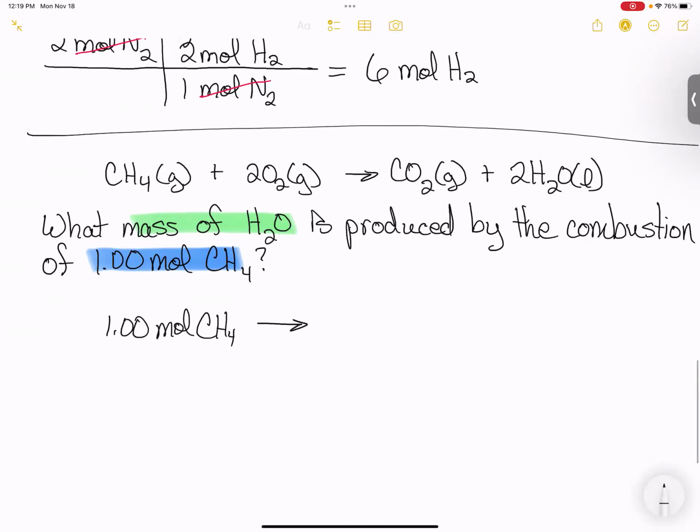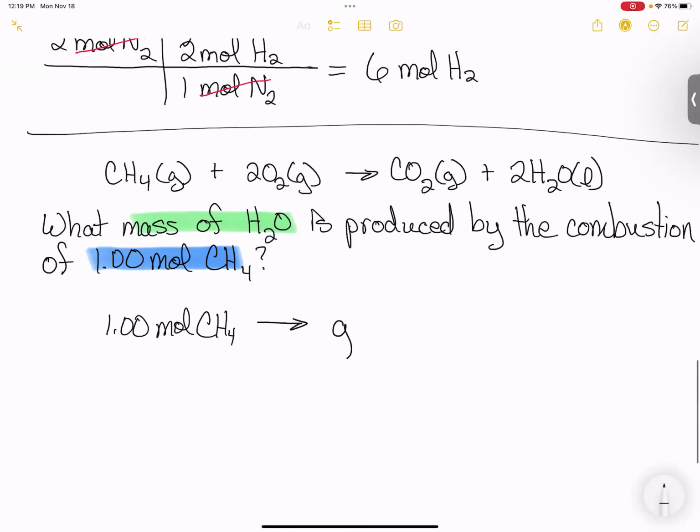So what unit am I solving for if I want mass? So I need grams of water. Okay. Substances are different. So what am I going to need to use? Mole to mole. And where is this mole to mole going to come from? From the reaction, because we're talking about 2 substances in the balanced reaction. So it's 1 mole of CH4 to 2 moles of water.